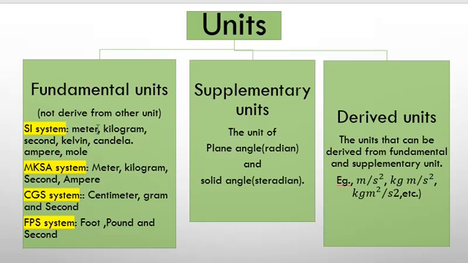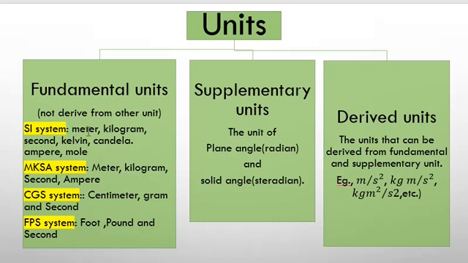In the SI system there are 7 fundamental units: meter, the unit of length; kilogram, the unit of mass; second, the unit of time; Kelvin, the unit of temperature; Candela, the unit of luminous intensity; Ampere, the unit of current; and Mole, the unit of amount of substance.